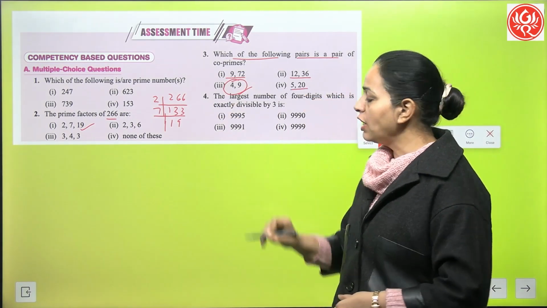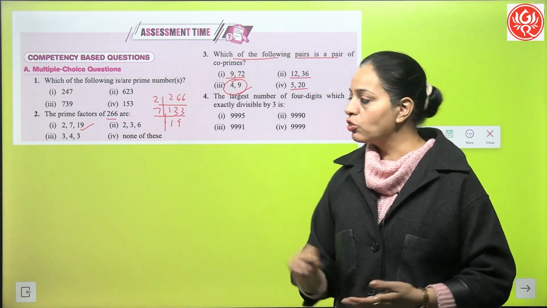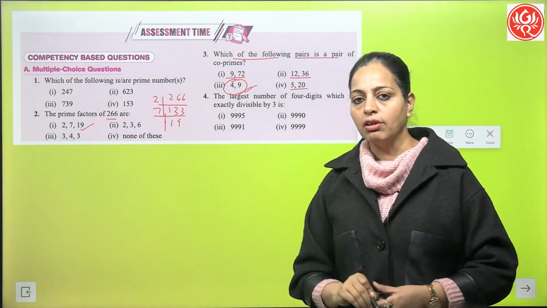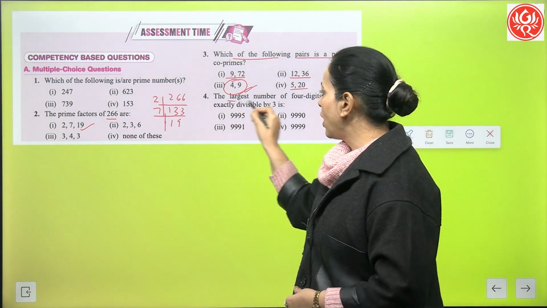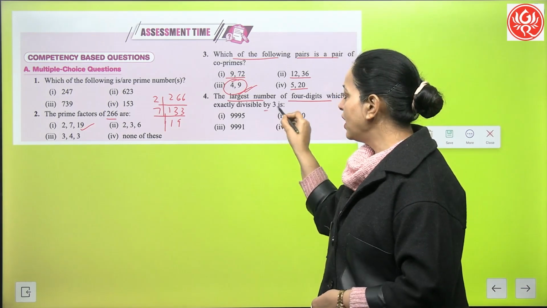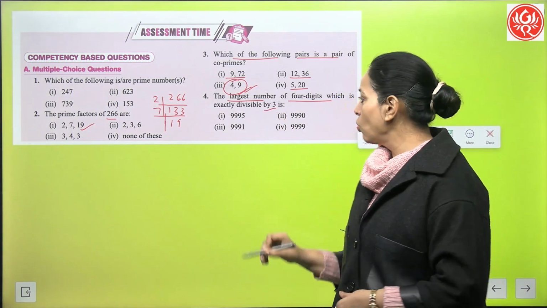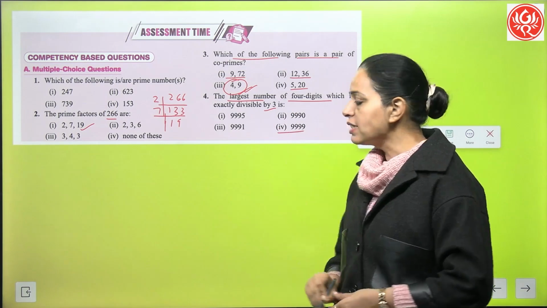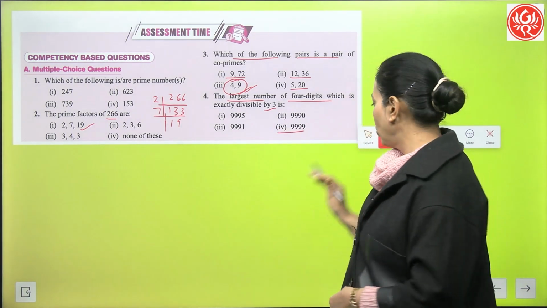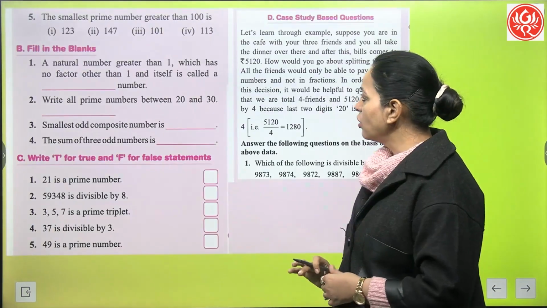Like 5 and 20, they are divisible by 5, so this is not co-prime. So this is the answer, the third one. The fourth question: the largest number of 4 digits which is exactly divisible by 3. So the answer is the fourth part, 9999. Okay. So I hope these are clear to you.